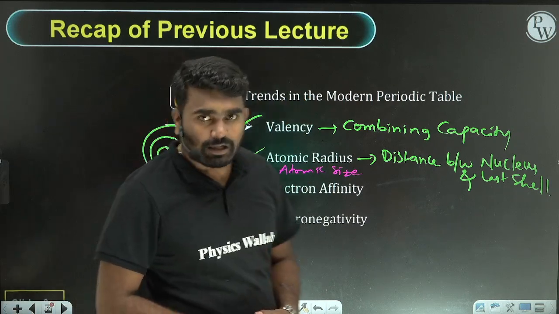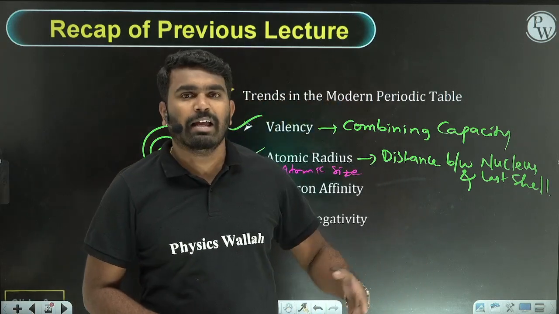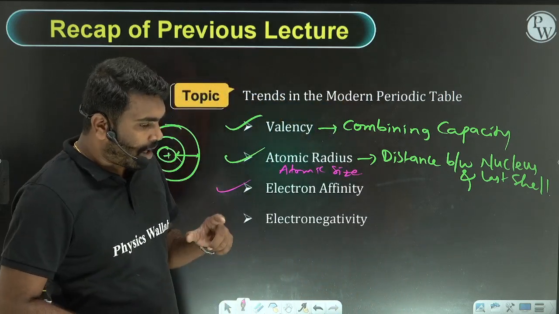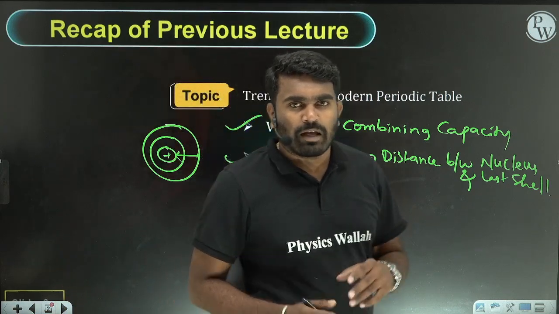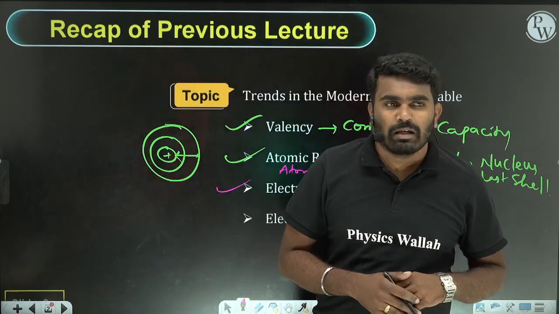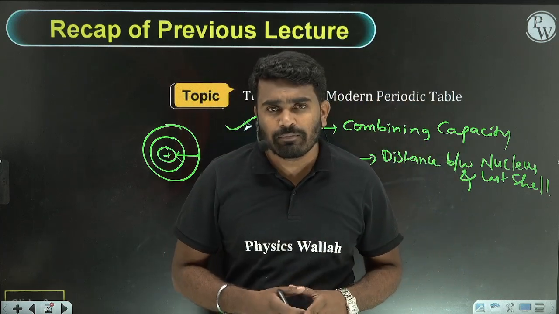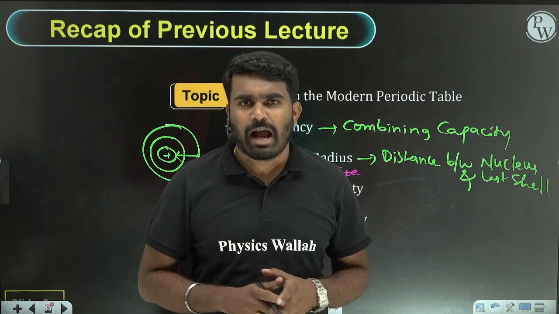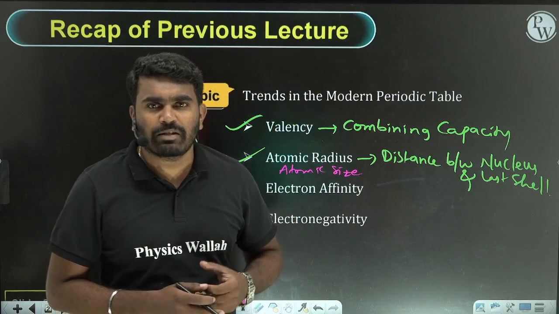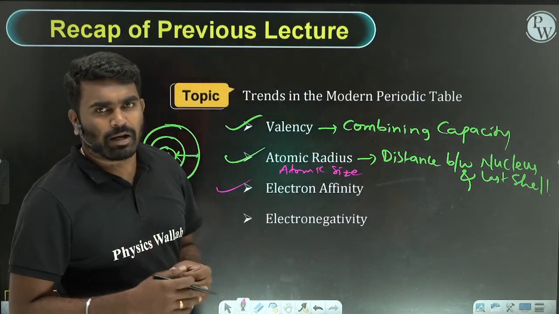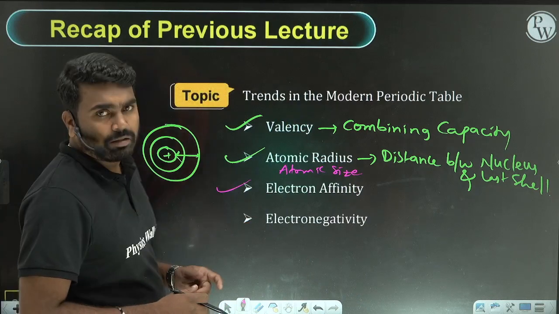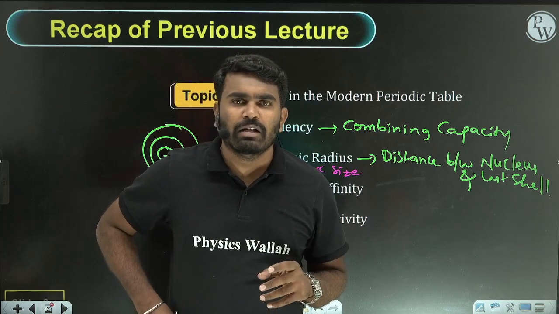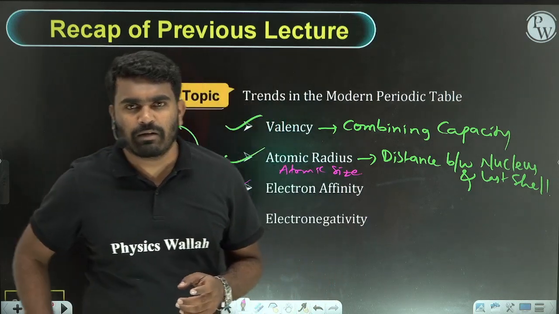Next, electron affinity. Electron affinity is the amount of energy released when an electron is added to a neutral gaseous atom. When an electron is added to the outermost shell, some amount of energy is released. That is said to be electron affinity. In periods from left to right, electron affinity increases, and in groups from top to bottom, electron affinity decreases.